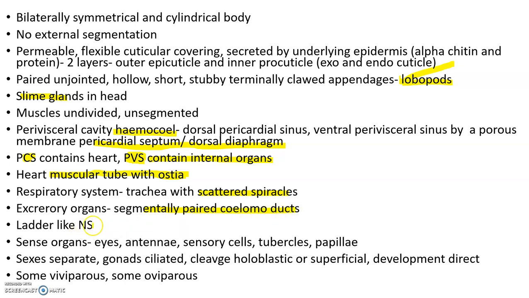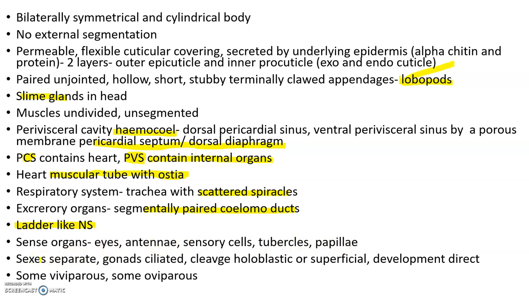Now, the nervous system in this case is ladder-like, as you might have studied in the flatworms. Here, in the onychophorans also, the nervous system is ladder-like. A bilobed ganglionated brain will be there with paired nerve cords, and there will be transverse connections between these ventral nerve cords, which resemble a ladder. Then considering the sense organs, eyes are there, antennae are there, sensory cells are there, and tubercles and papillae are present on the skin as sensory organs.